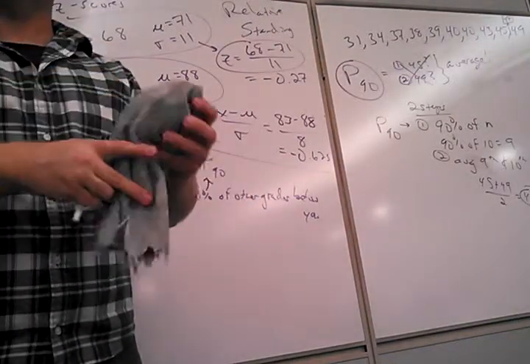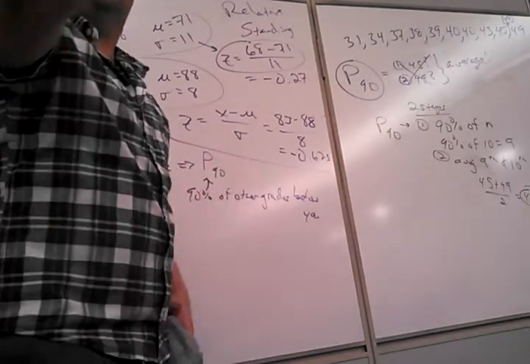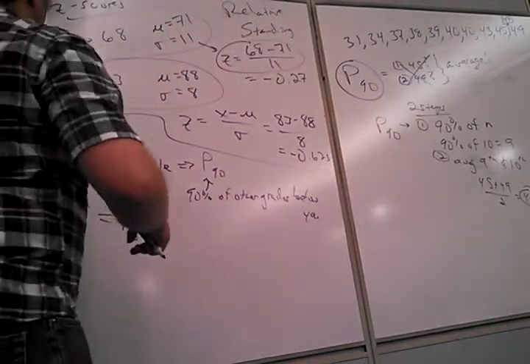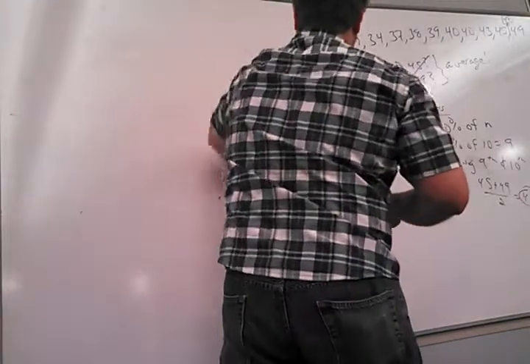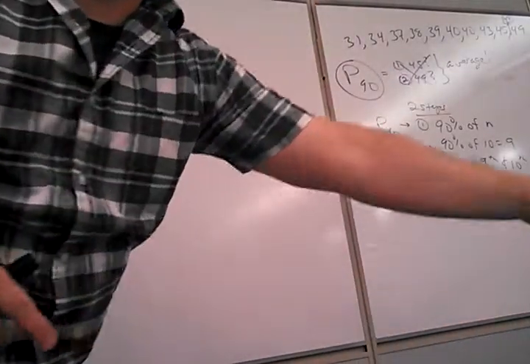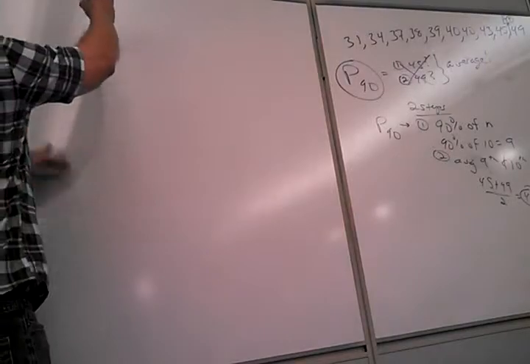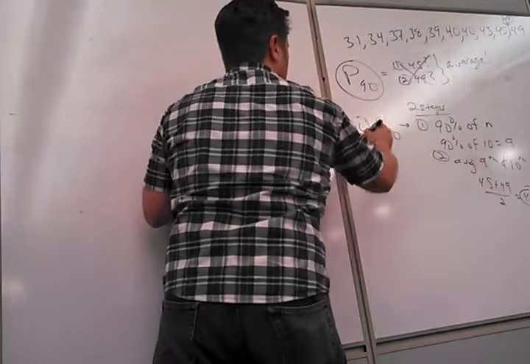Yes? What if the number of n was odd, like 9? If there are 9 numbers, then we don't need to average it? You ready? So that's problem 1, is P90.